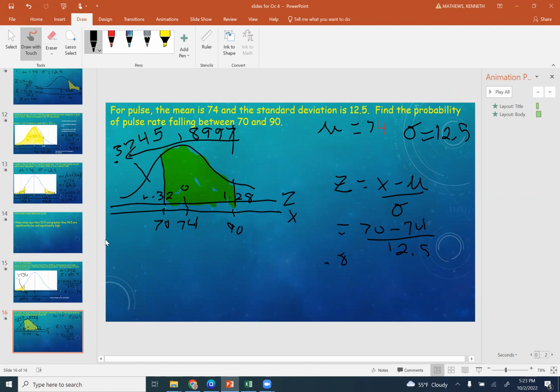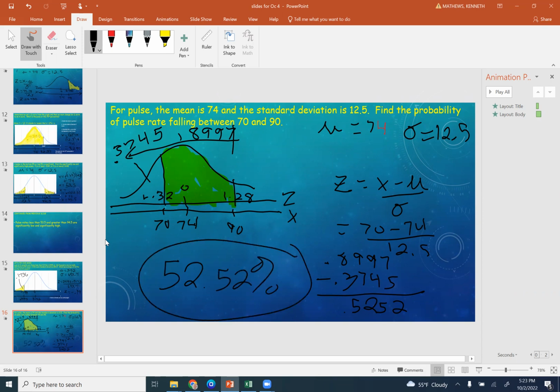So 0.8997 minus 0.3745 will equal, look, I don't even have to regroup. Oh yeah, I hate regrouping. So the area of that shaded region is going to be 52.52%. What does that mean? It means that the likelihood of a pulse falling between 70 and 90, which we see is pretty high, is 52.52%.